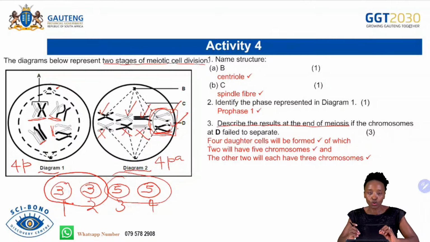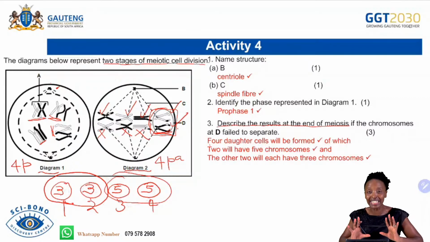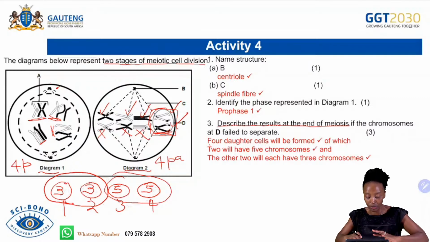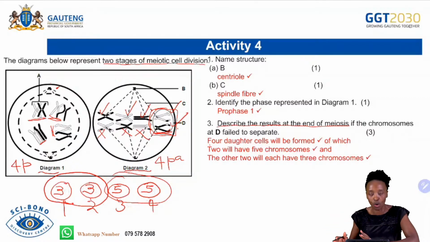So then why this question? With this question, we want to show that not all questions about non-disjunction want you to talk about Down syndrome. In this question specifically, we were not asked to discuss anything related to Down syndrome. The examiner wanted us to tell him or her how many cells will be there at the end and how many chromosomes each cell will have. That is all. So you should be careful when you answer questions around non-disjunction and Down syndrome. It is not always about Down syndrome.